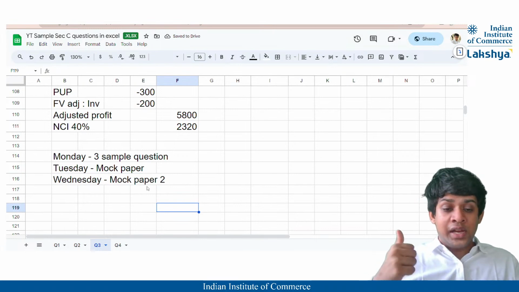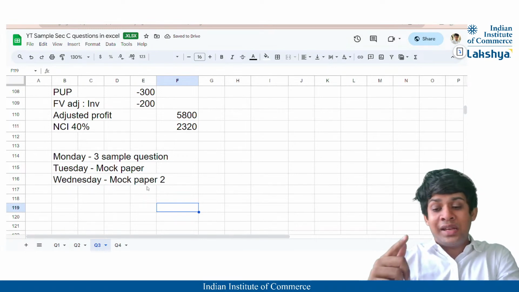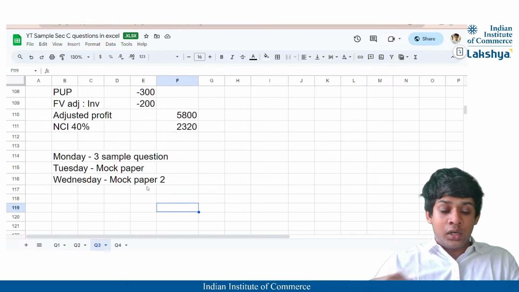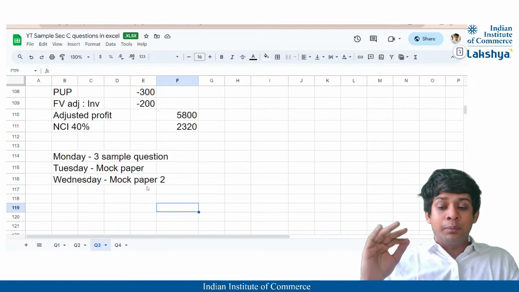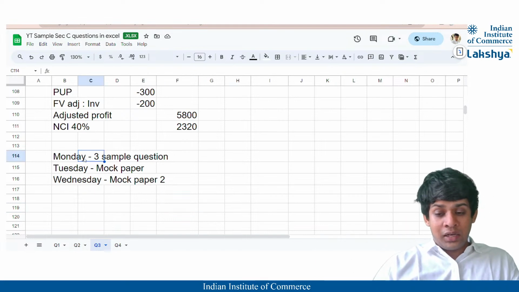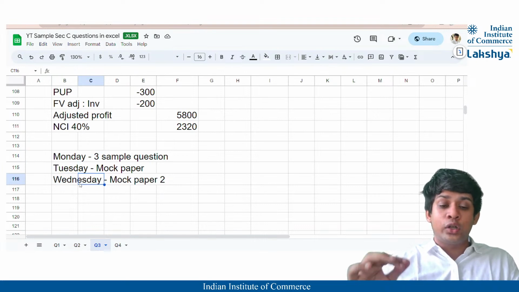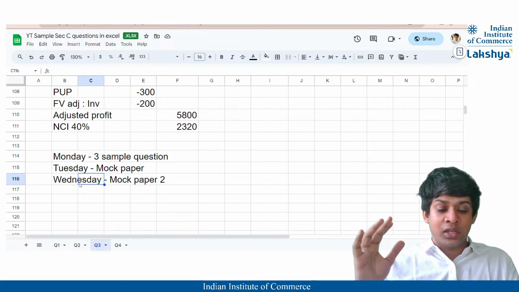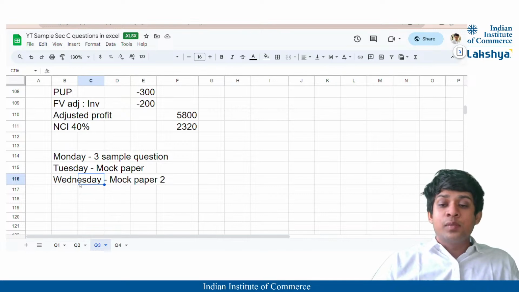We have understood the ACCA study hub with the center-based examination, how to understand the interface. We have completed 1 sample question today. Monday we'll complete the remaining 3 sample questions, and mock paper 1 and mock paper 2 will be done on Tuesday and Wednesday respectively. Okay, so for today this much is enough.